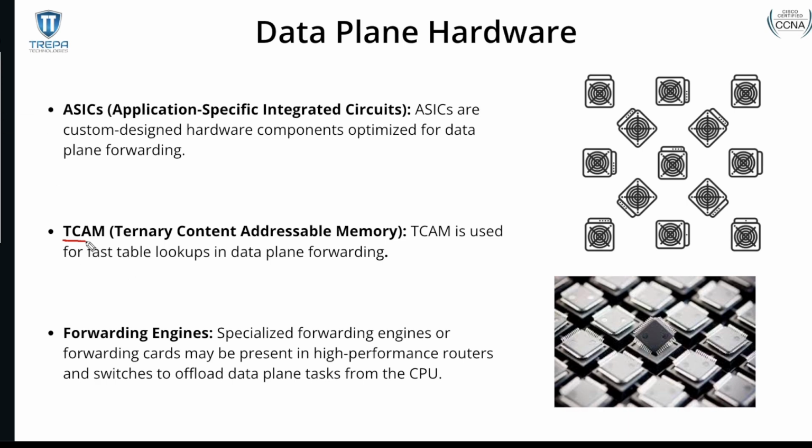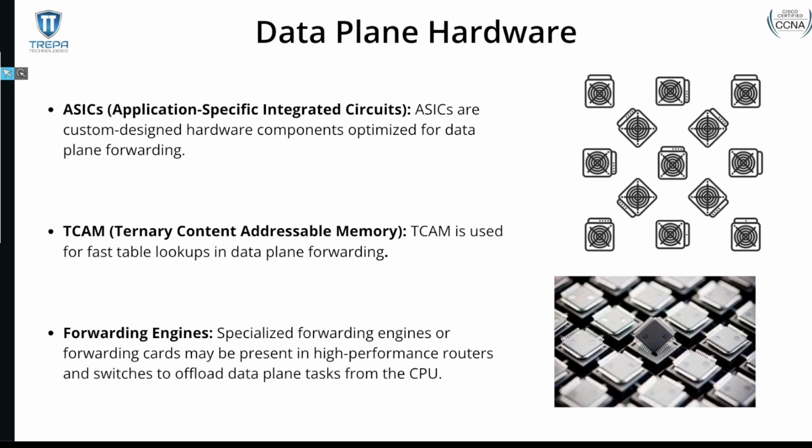Another thing we need to learn about is this TCAM. So the ternary, I think it's how you say it, content addressable memory. So the TCAM is used for fast table lookups in data plane forwarding. So guess what? Guess what sits at our TCAM? That's right, the MAC address table. So when we want to do those quick lookups, we use these ASIC chips to do it. And for our TCAM and our CAM table, our content addressable memory, which is also the MAC address table.